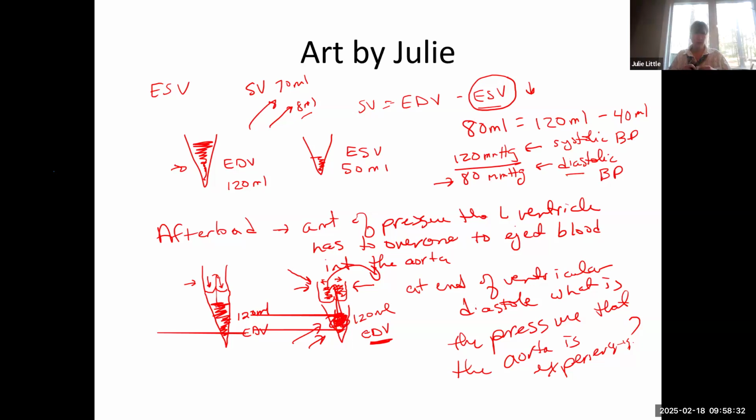When the ventricle contracts, it forces the blood up into the aorta, it slams into the aorta wall, and that is our systolic blood pressure. Systolic blood pressure is the pressure that the aorta experiences during left ventricular systole. So, what is the importance of this for stroke volume? Well, stroke volume is the difference between end diastolic volume and end systolic volume.